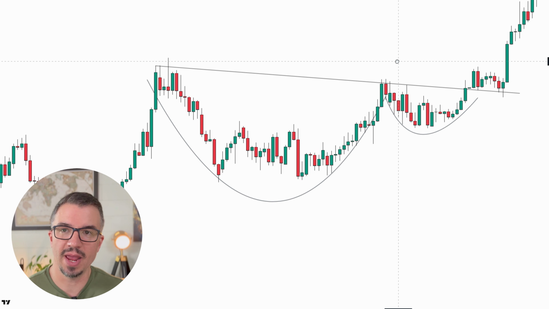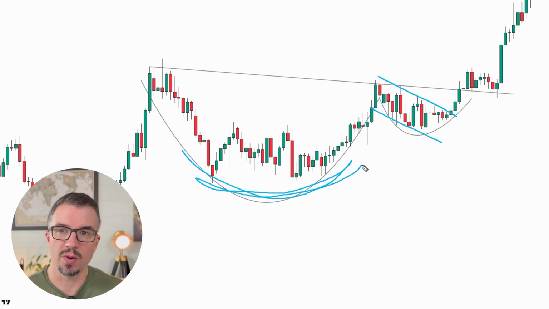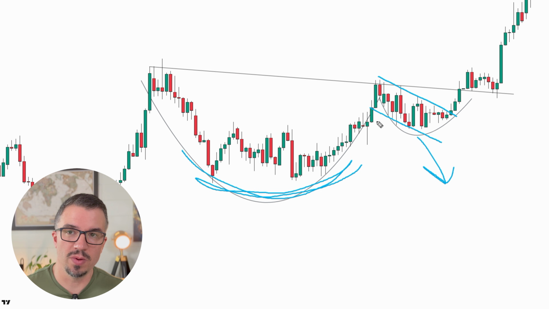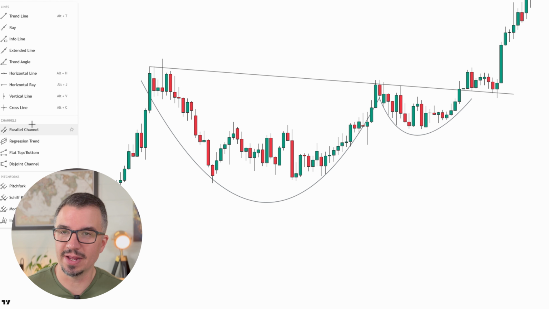Now, the other thing about a cup and handle is that you want this handle portion over here. You want this consolidation to be relatively small compared to this rounded bottom. Okay, you don't want this coming down here in this area. Otherwise, that's not a cup and handle. You want to see a higher low develop. And ideally, it's not always going to be the case, but ideally, this over here should form a bull flag of sorts. Okay, so a descending channel.